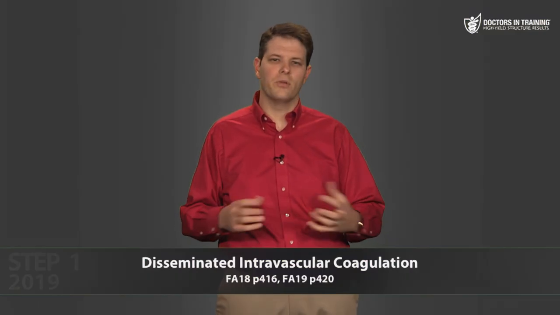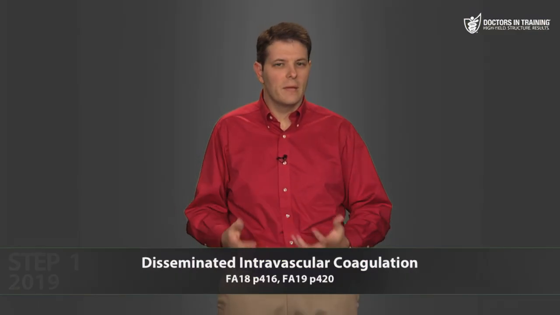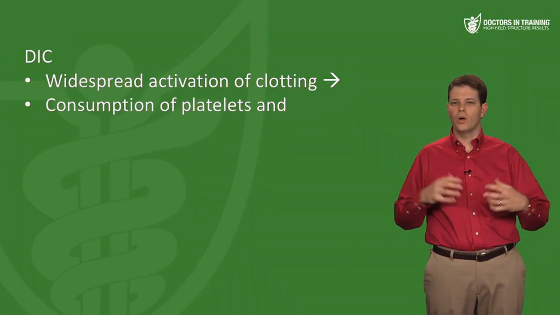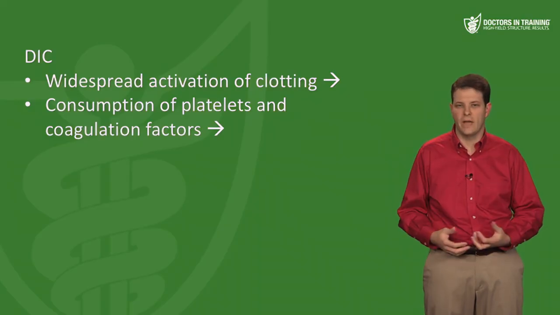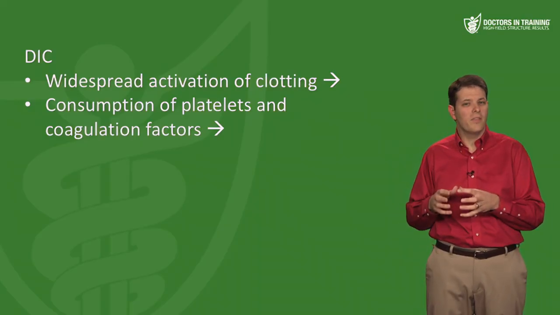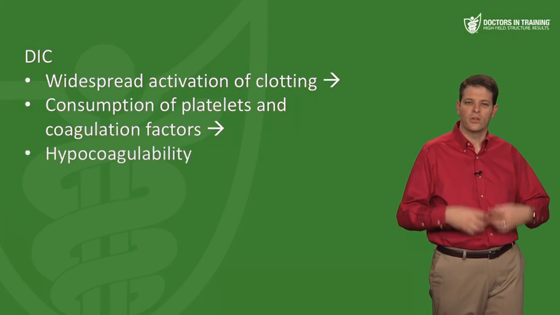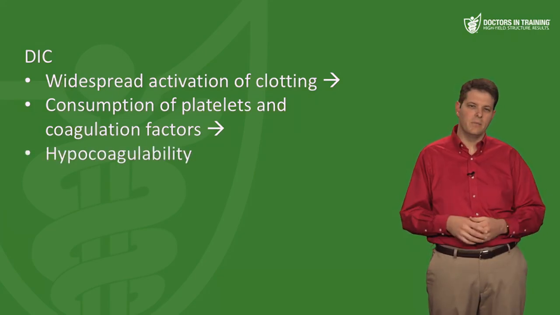Now DIC is a terrible disease, very, very life-threatening. Like the name suggests, you have this widespread activation of clotting. So you're consuming all your platelets and you're consuming all your coagulation factors. So even though the underlying pathology is coagulation, the clinical result is that you're hypocoagulable, so you're going to have more bleeding, somewhat like TTP in that regard.